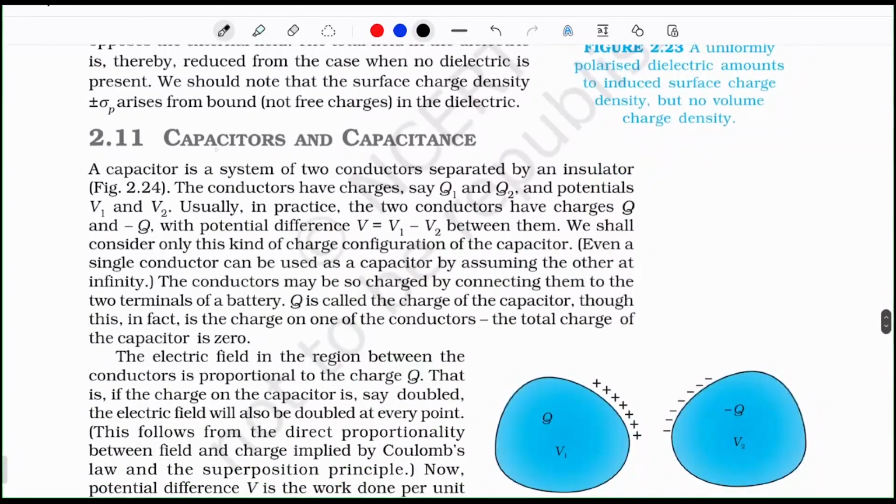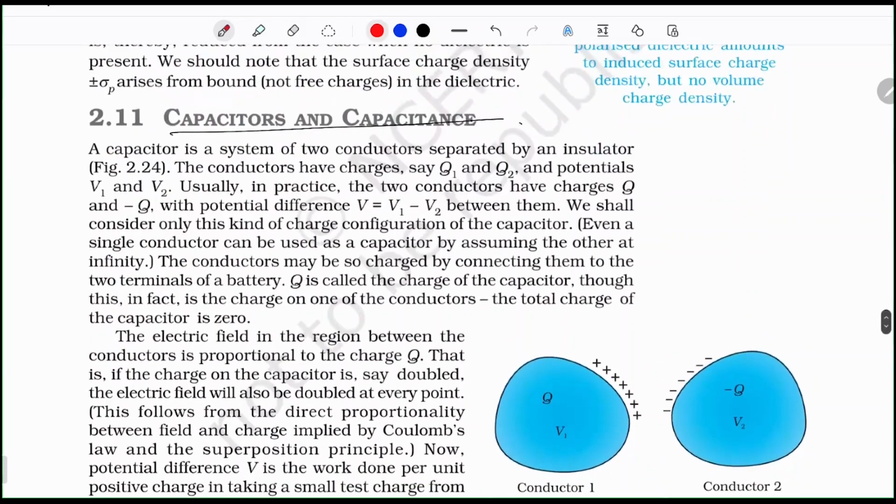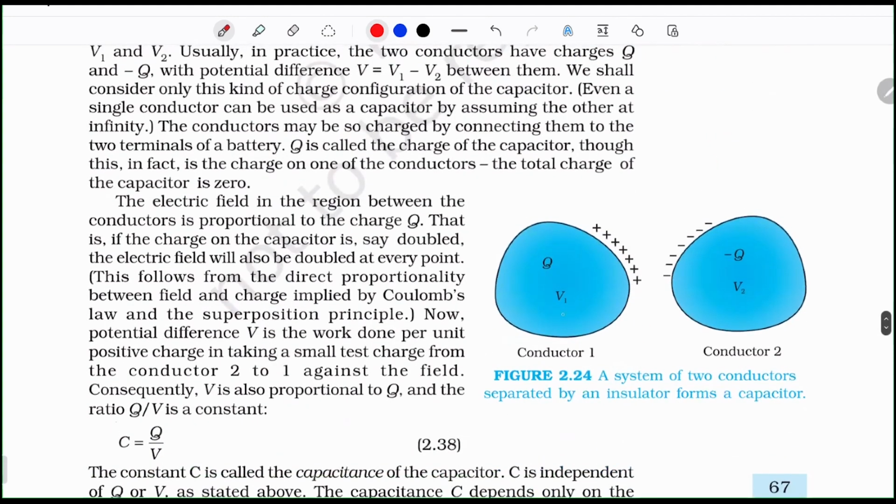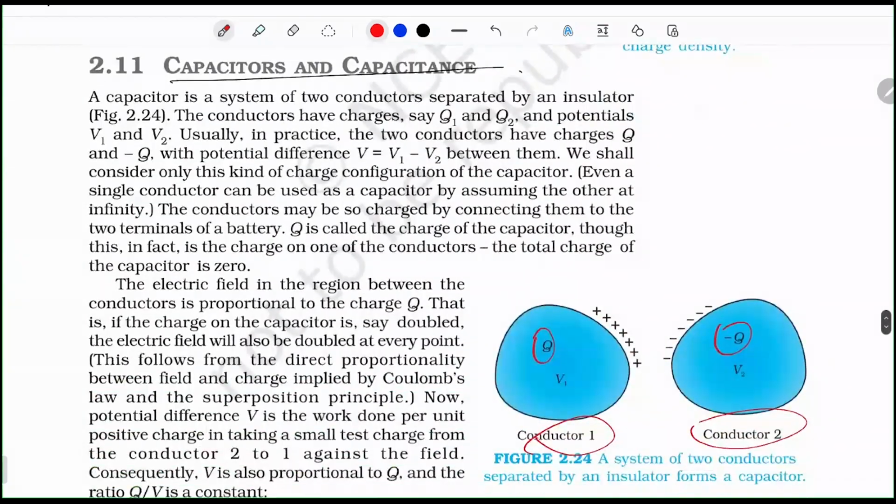Okay, now at last we come to capacitors, the next topic. So what is a capacitor? Now that we looked at what a conductor is, the simple way to construct a capacitor is to take two conductors. They can be of any shapes. Conductor 1, conductor 2. Put a positive charge Q on one, put a negative charge Q on the other, and let them distribute themselves and bring them near each other. That's it. It's called a capacitor.